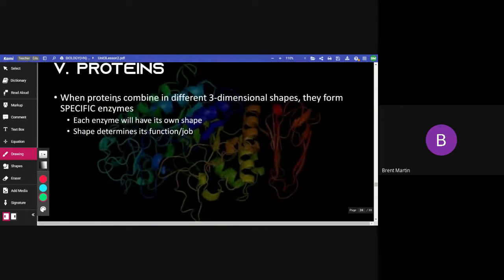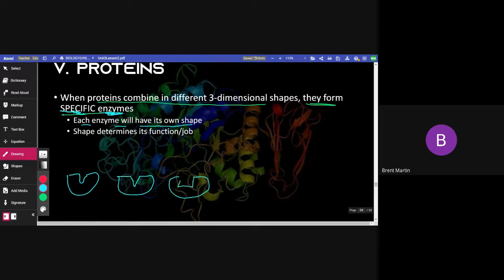Now, when proteins combine in different three-dimensional shapes, they will form specific enzymes. You do need to know this. When proteins combine in different three-dimensional shapes, like what you see in the background, they will form specific enzymes. Here's the important part. You need to know that each enzyme will have its own unique shape. If I was to draw that, I'm going to make it simple for you. There's an enzyme, it's got that shape. There's an enzyme, it's got that shape. And then there's an enzyme, and it's got that shape.